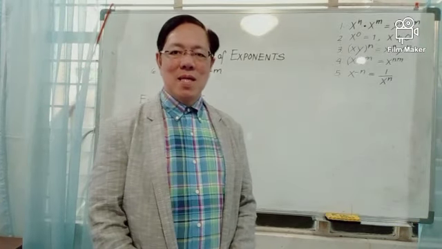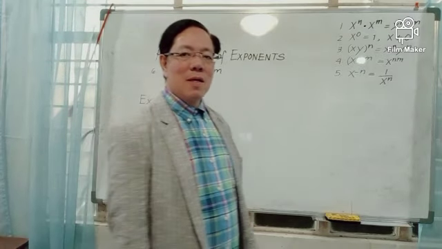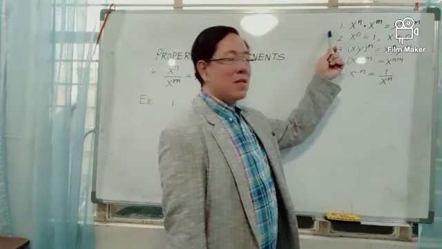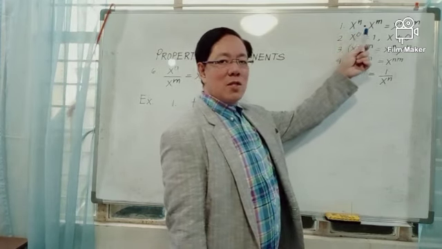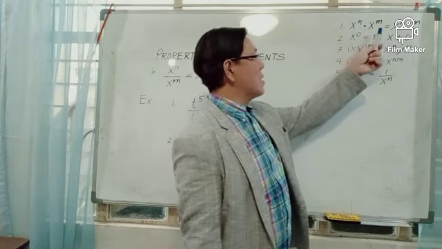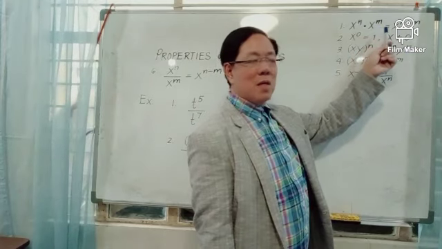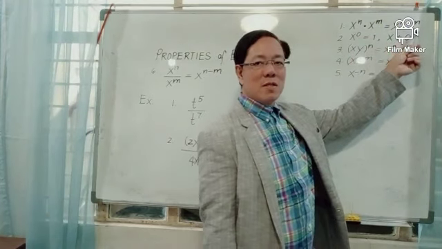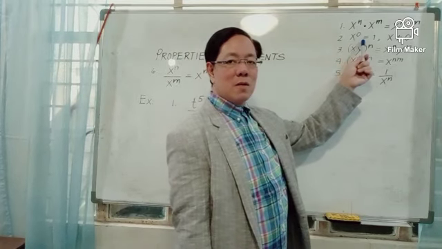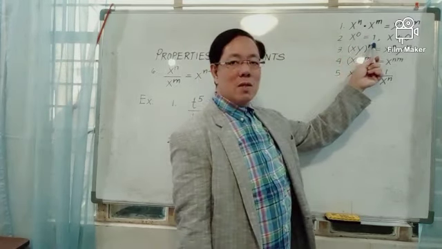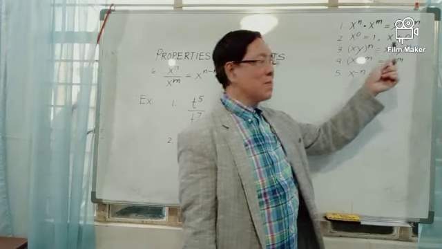So far we have taken 5 properties of exponents. The first property of exponent says if you are multiplying exponential notations with common base x, copy the common base and add the exponents of the common base. Second property says if you have a base to the power 0, it simplifies to 1, provided that the base is not equal to 0.